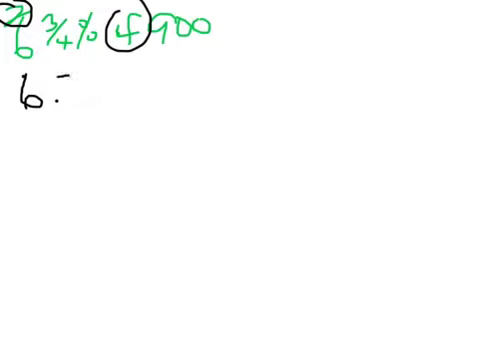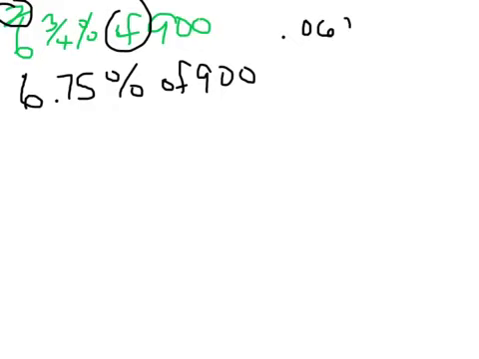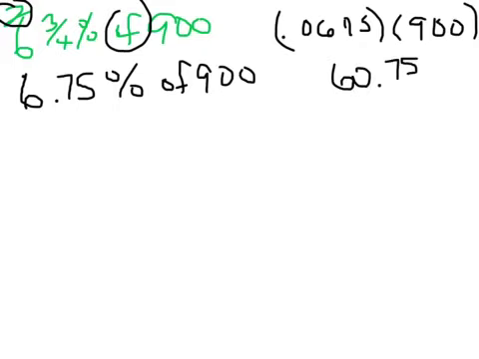6 3/4 is the same thing as 6.75. So what we have is 6.75% of 900. If you're using the decimal method, you would just say, okay, I need to change the percent into a decimal, so let me move the decimal place over 2 to the left, which would give you 0.0675, and of means multiply, times 900, okay, 0.0675 times 900 is 60.75, okay?